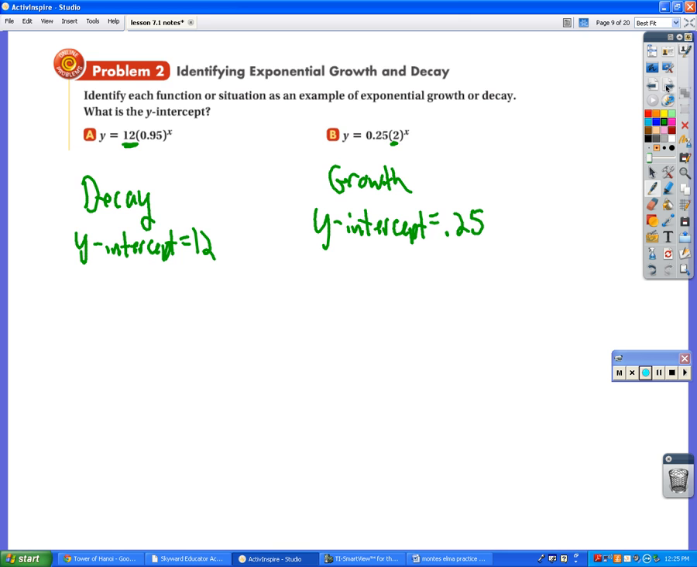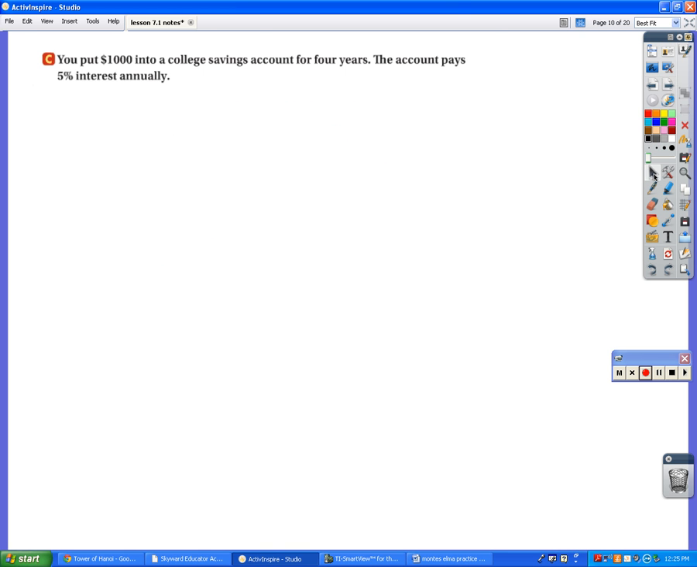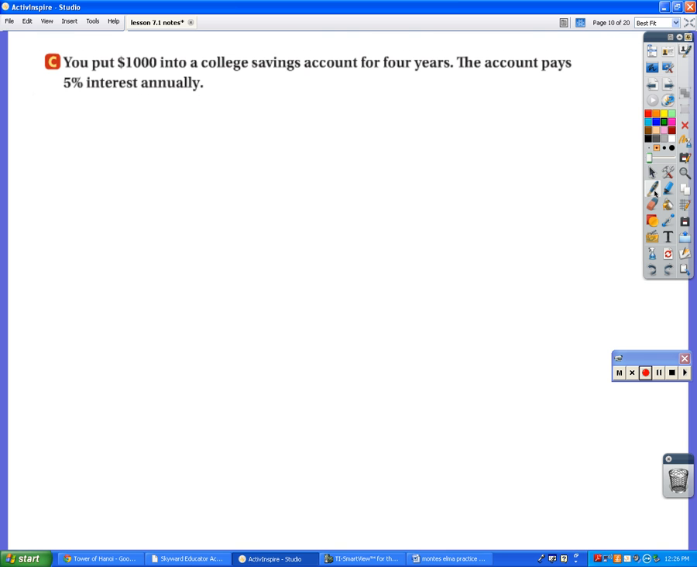All right. Okay, how about if we completely change gears and ask the same question about a banking problem, which these are closely related to. If you put $1,000 into savings and you get 5% interest, you better hope that that's a growth function. You want your money to increase. That's why you're giving it to the bank in the first place. What is the y-intercept? 1,000. Yeah, because you're starting with $1,000.